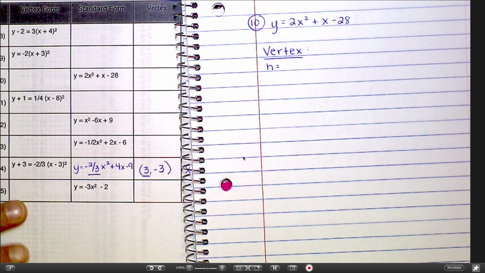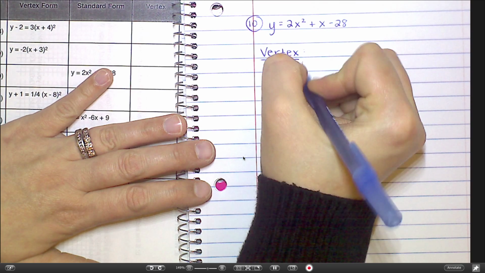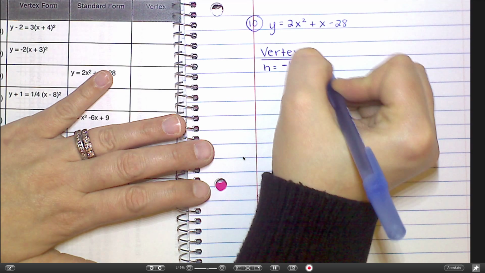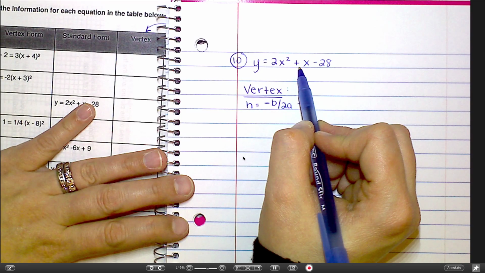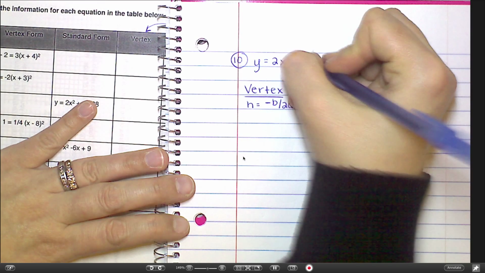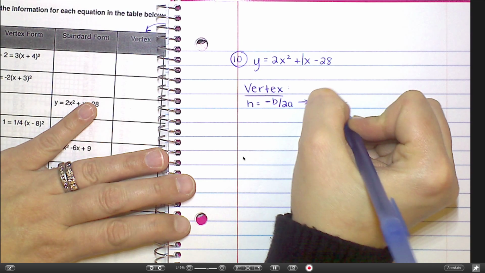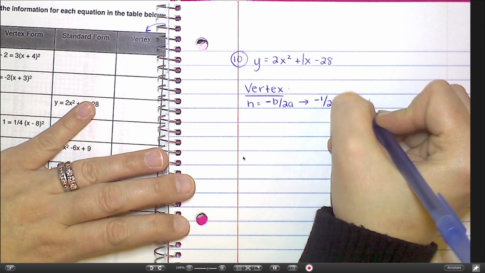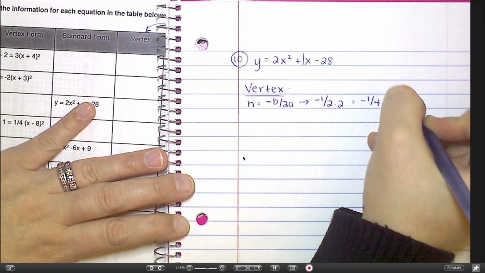How do I find h? Negative b over 2a. Good. Negative b over 2a. So in this problem, what's my b value? 1. It's what's in front of x. So negative 1 over 2 times 2. That's going to be negative 1/4, which is probably easier to work with as negative 0.25.